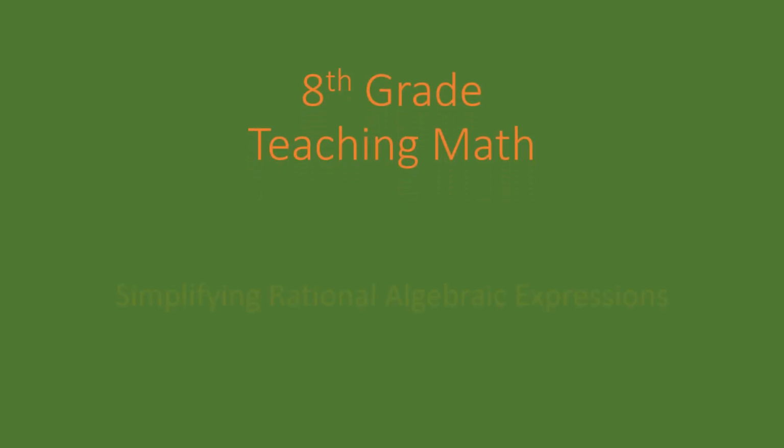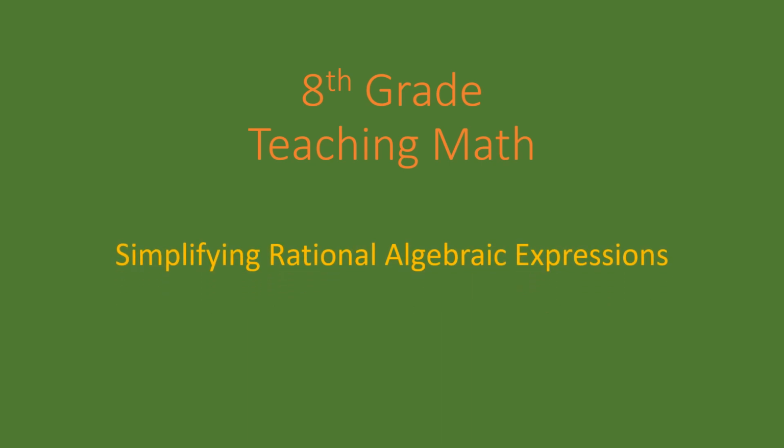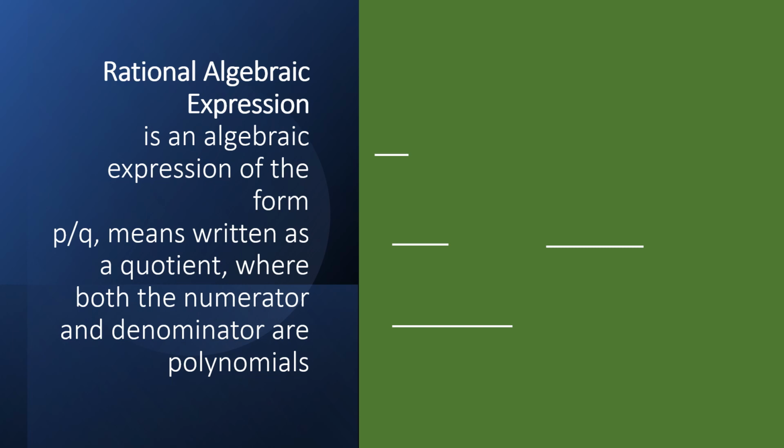In today's video, you are going to learn how to simplify rational algebraic expressions. What is a rational algebraic expression? A rational algebraic expression is an algebraic expression of the form P over Q, written as a quotient, where both the numerator and the denominator are polynomials.